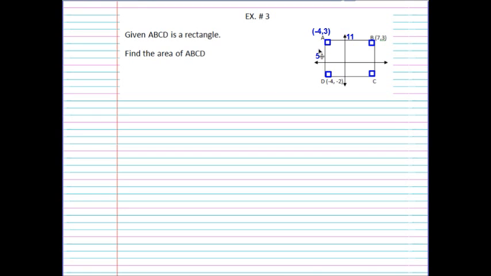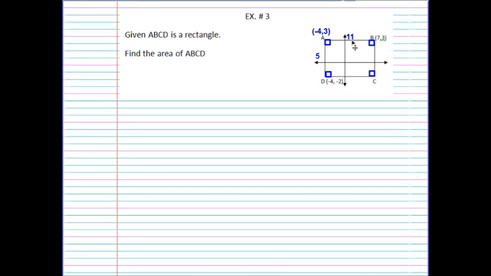Some of you might be asking, how did I get that? For my 5 units traveled, my X values didn't change, but my Y values went up by 5. That was the distance traveled. For my horizontal distance, my Y values aren't changing, but my X's sure did, from -4 to +7, which is a distance of 11.